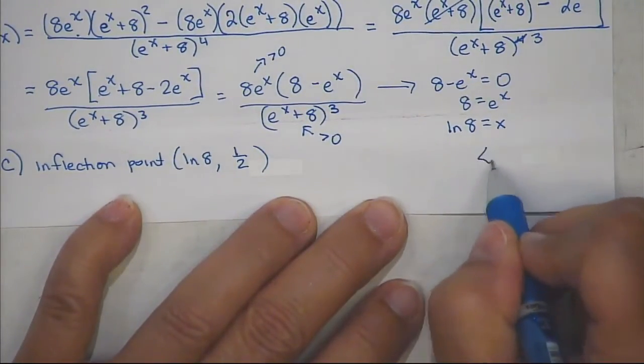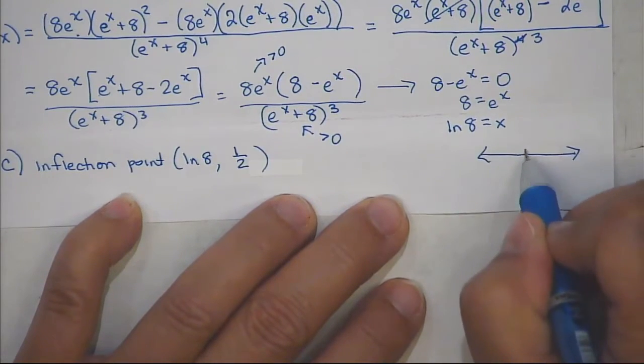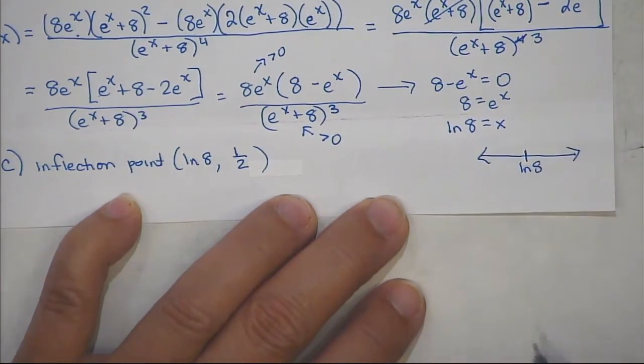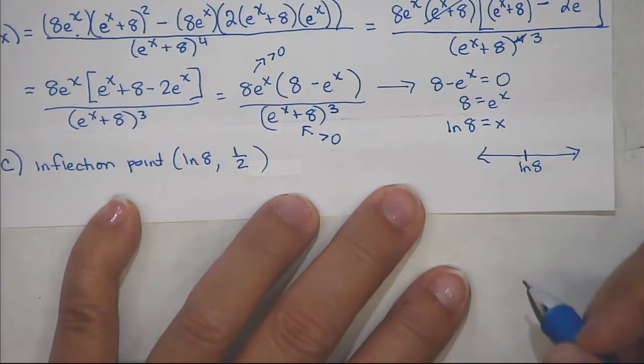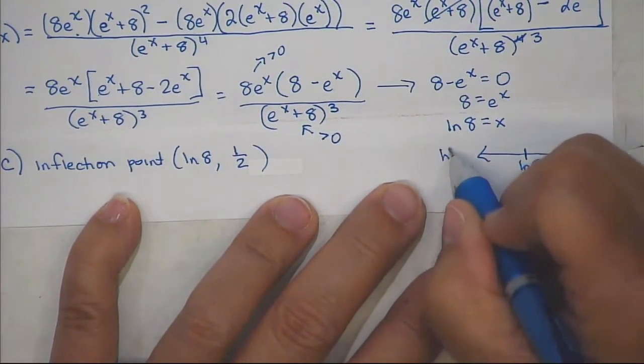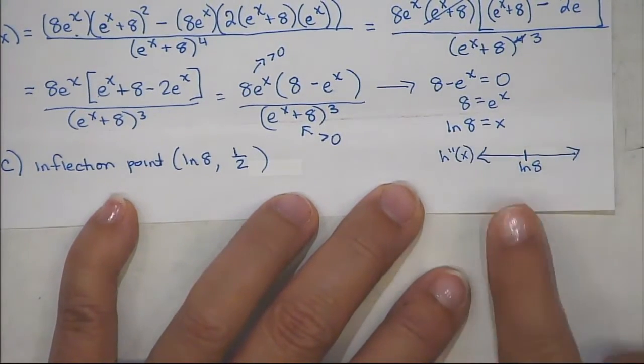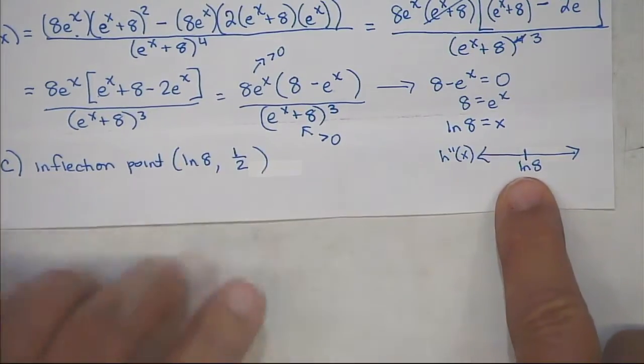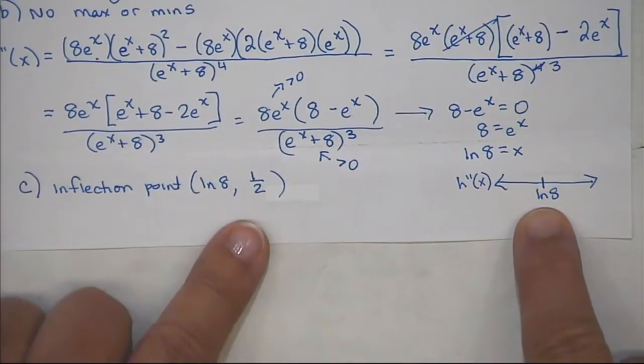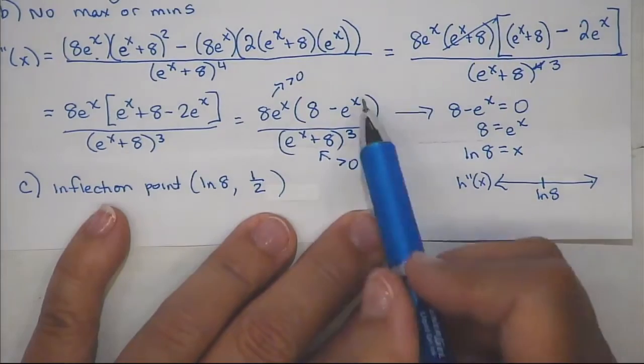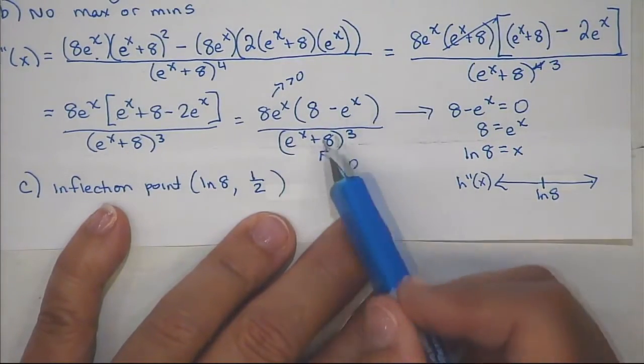Now I'm going to do my little number line over here. Here's the natural log of 8, which remember is a little bit more than 2. This is h double prime. So where do I get my pluses and minuses? I get that from the second derivative, which is right here. This is the simplified version.